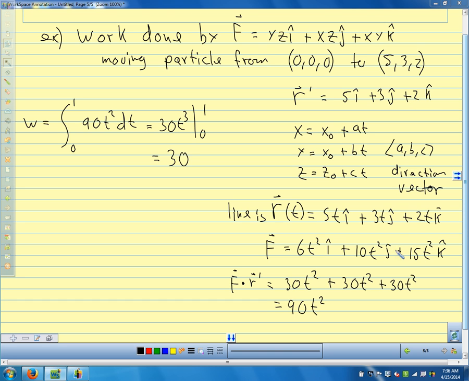Why does it go from 0 to 1? If our position vector is given by 5t i, 3t j, 2t k, to get the point 0, 0, 0, t has to be 0, and for our position vector to be 5, 3, 2, t would have to be 1. So that's going to take us from 0, 0, 0 to 5, 3, 2.